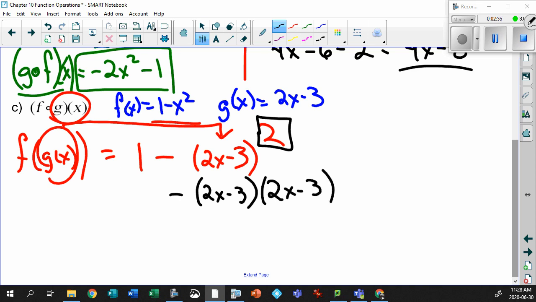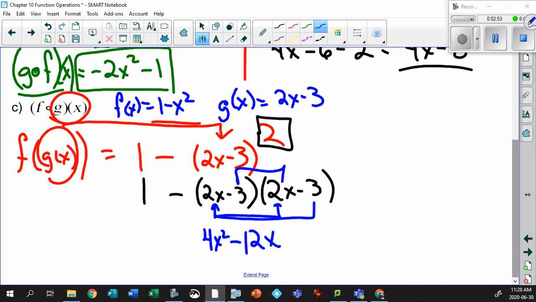But you guys are like math 30s. You know that, right? I hope. Okay, so FOIL: 4x squared. This is going to give you minus 6x and another minus 6x, which gives you minus 12x. And then minus 3 times minus 3 is 9. Don't forget that you had a 1 here, and this is all subtracted. Whoa, that's going to be interesting.